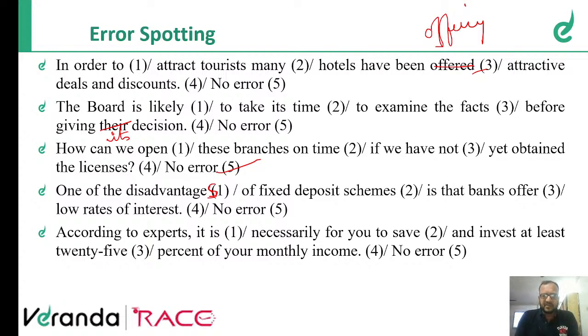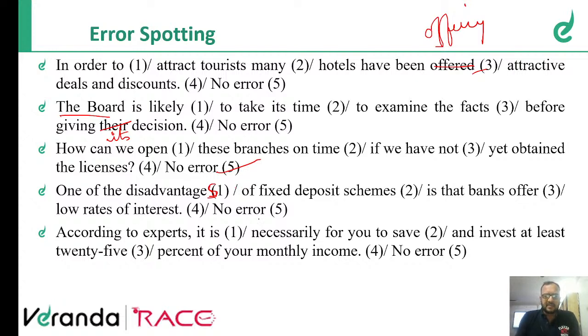Fine. In the first question you see have been offering, present perfect continuous. Next, board is singular, so it will be its decision. Because board is singular, it will follow the pronoun its. How can we open? No error. One of the disadvantages, because one of the is followed by a plural noun.